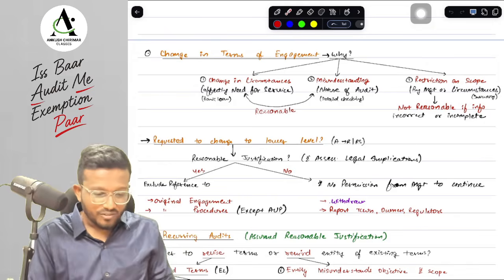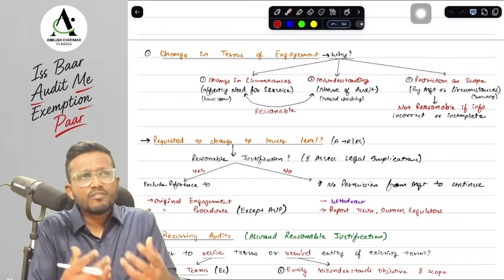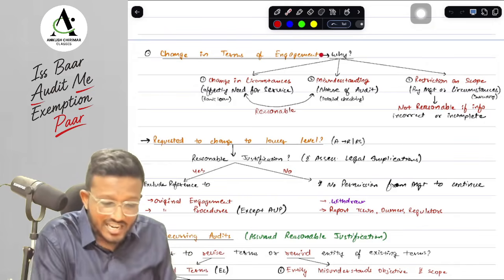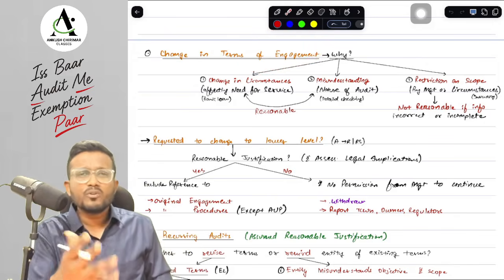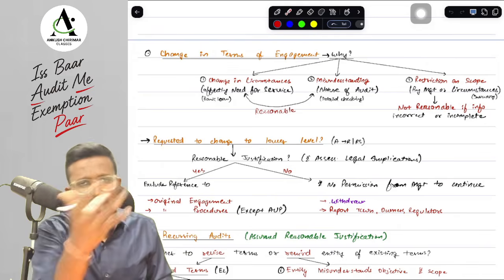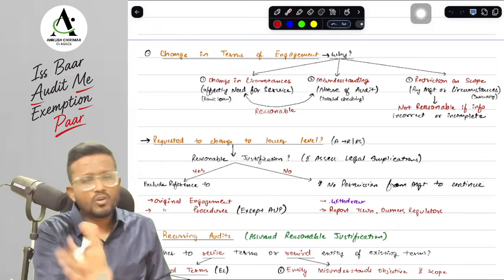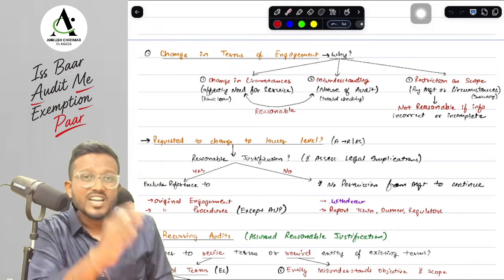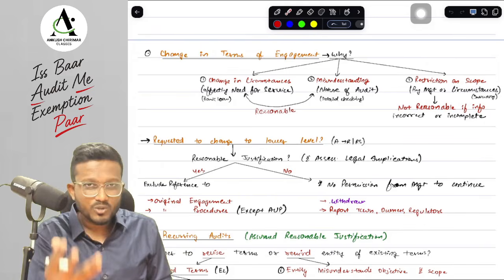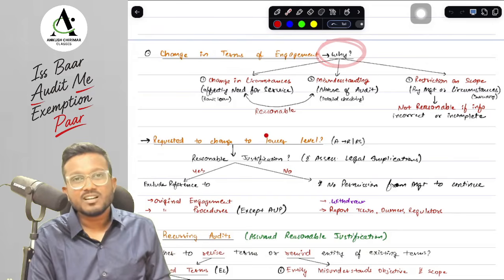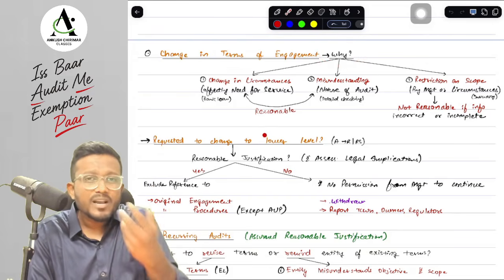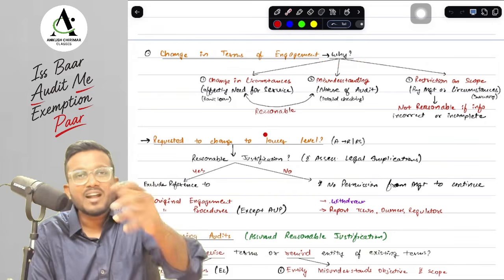Now what if there are some changes, or what if the management is coming to you and asking you to change the terms of engagement? Management is saying you are doing audit, but we do not need audit, now you do review, or if you are doing review, now you do related services. So management is changing your terms of engagement. Then what should we do? First of all, we need to see why the management wants to change the terms of engagement. There can be different reasons for management to change the engagement.